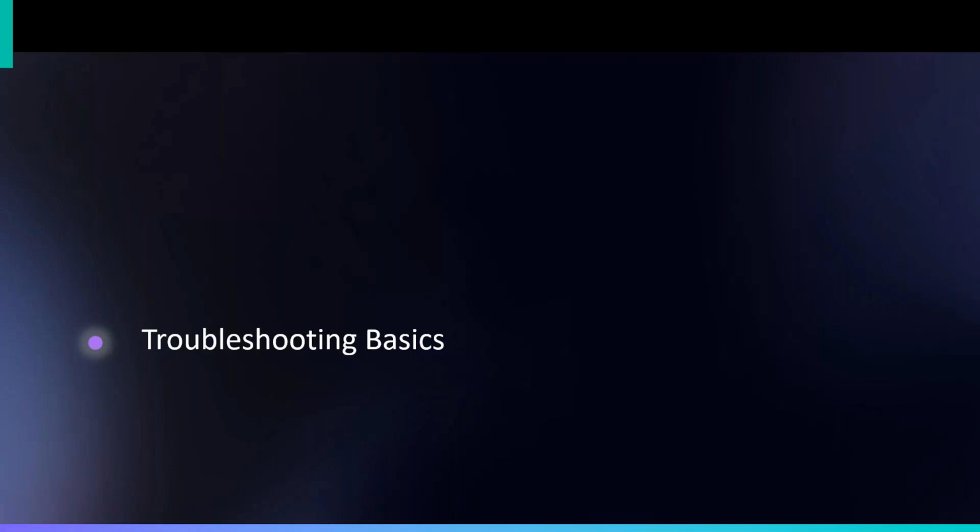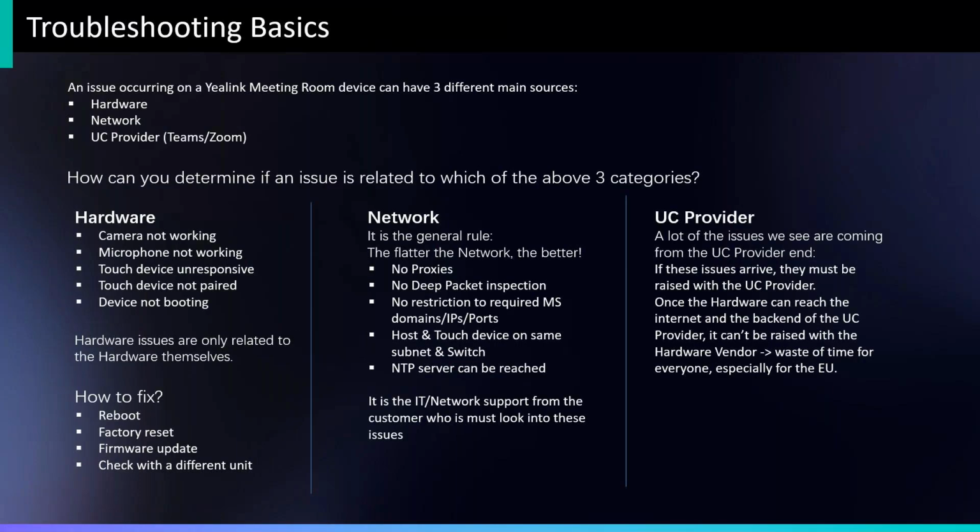Now comes probably the most important topic, troubleshooting basics. What we must understand is when we talk about Teams Rooms devices, we talk with different manufacturers. We have hardware, which is the Yealink gear. This is all the vendors that offer the gear for Teams Rooms, for Zoom Rooms, but they just offer literally the dummies that make the software work. We have the network around us, and then we have the UC provider, again Teams, Zoom.